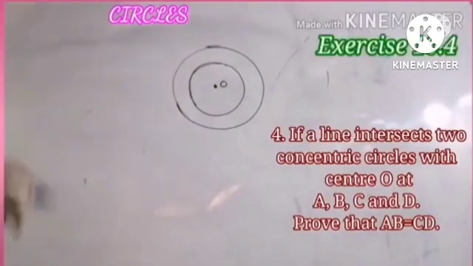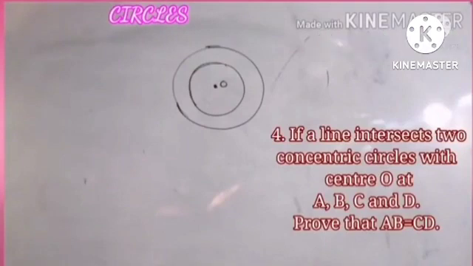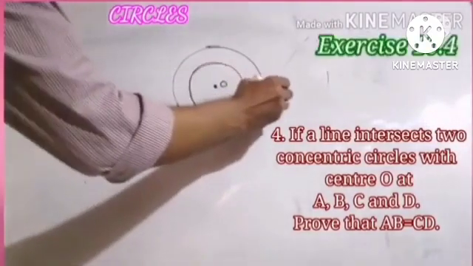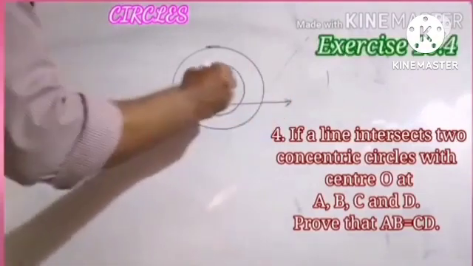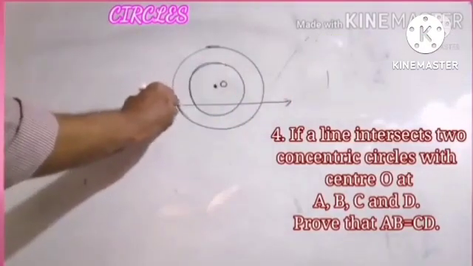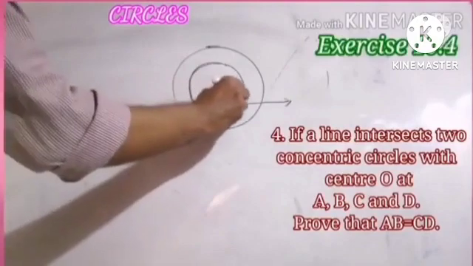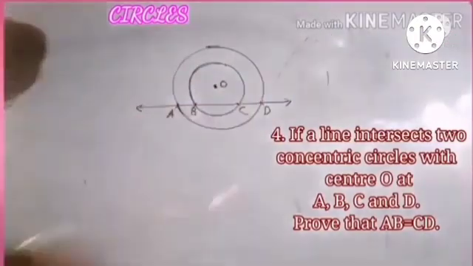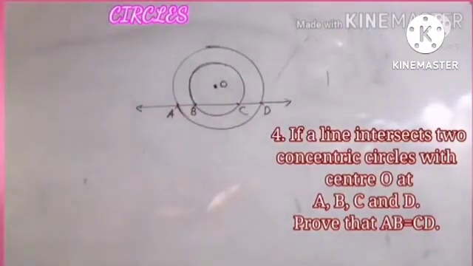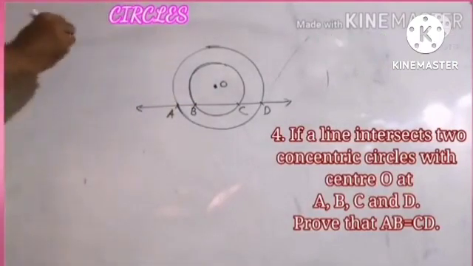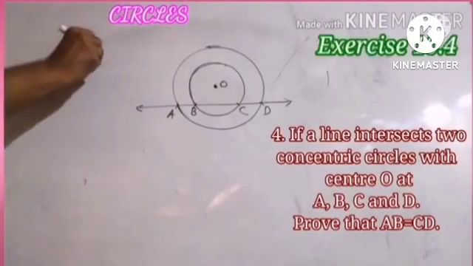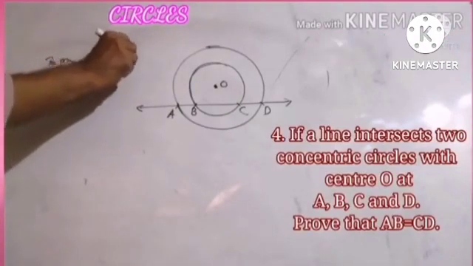Now given two concentric circles with center O, a line intersects them. So draw a line. Given a line intersects these two circles at A, B, C, D. Okay, so this is given. Prove that AB equal to CD. To prove AB equal to CD.